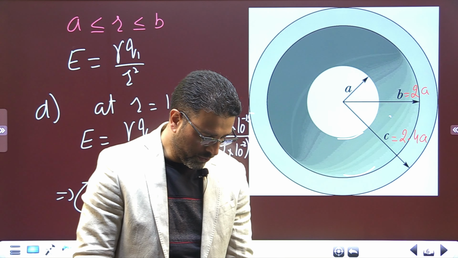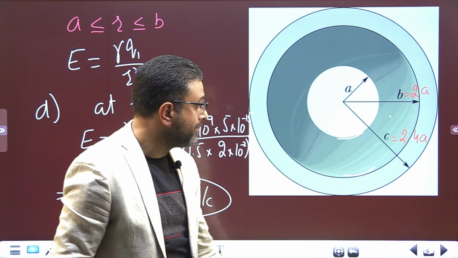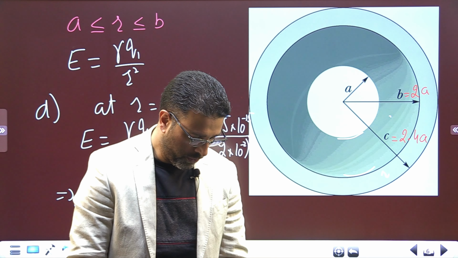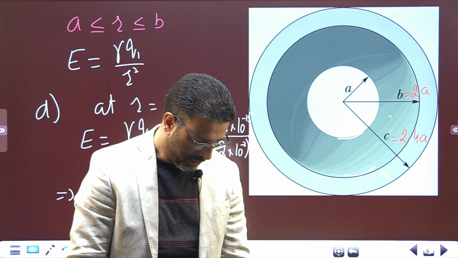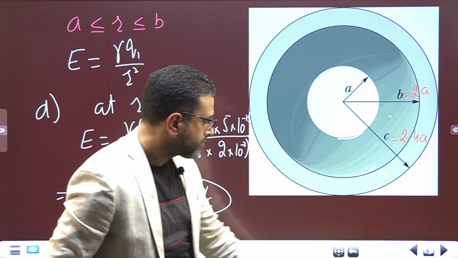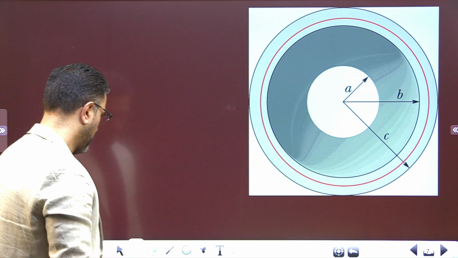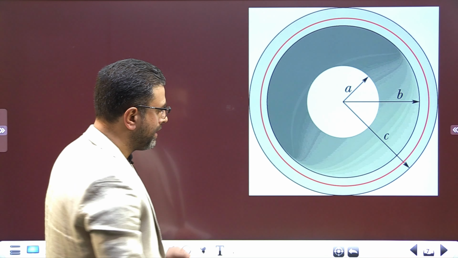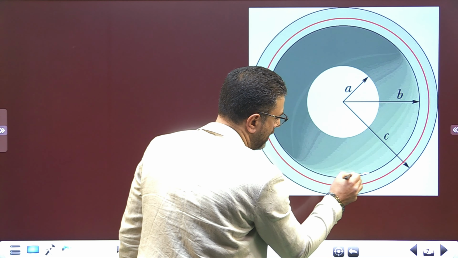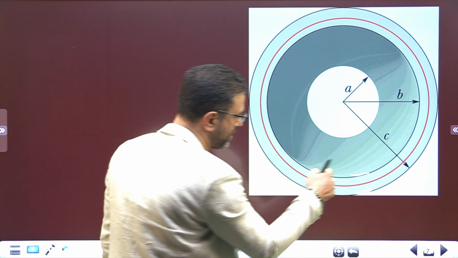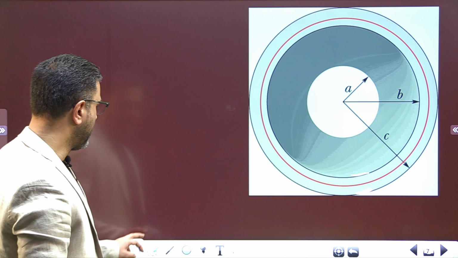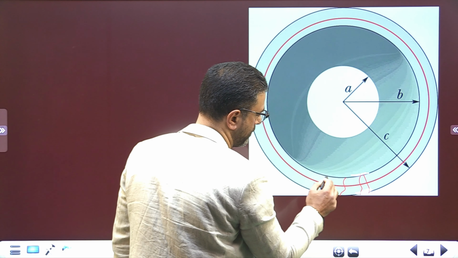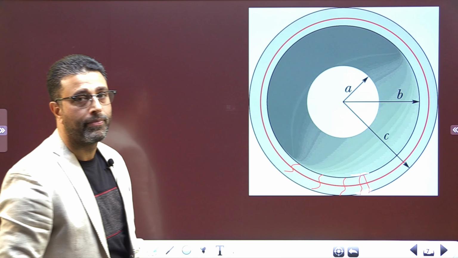Then we're asked to find the field at 2.3 times a. That means within this part, within the shell. So let's go for the shell. Our point is lying between the inner surface and outer surface of this conducting shell, somewhere in this region.